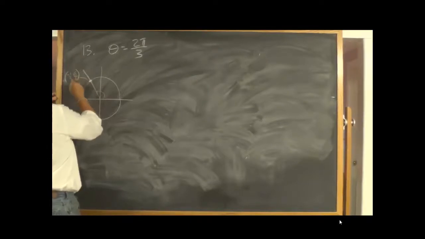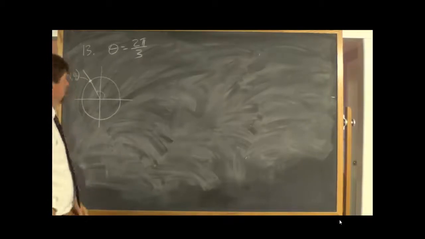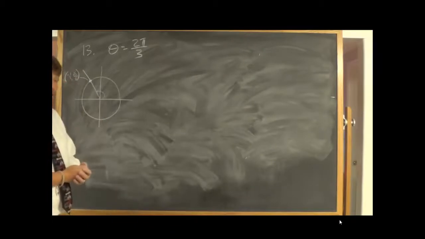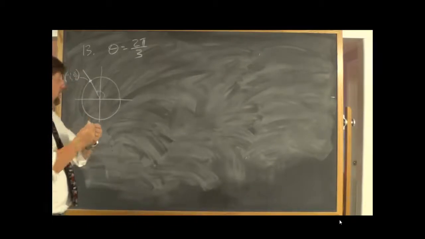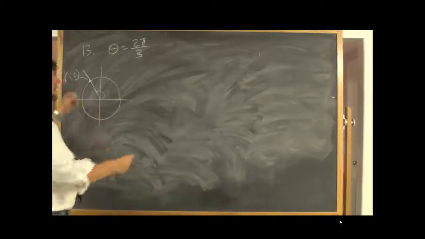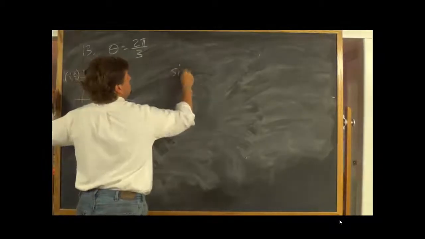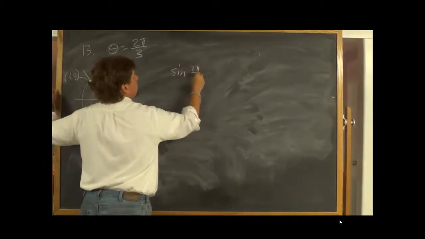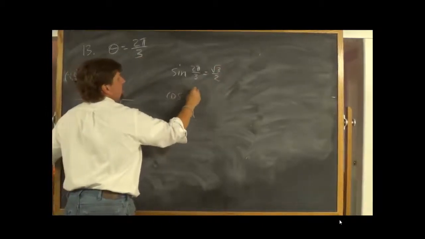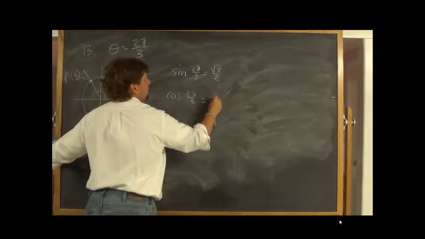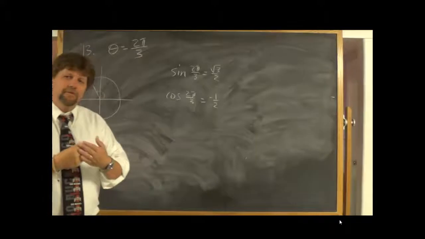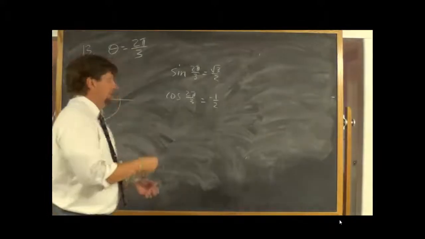negative 1/2, square root 3 over 2. And once I know the coordinates of that point, negative 1/2, square root 3 over 2, I then know the x-coordinate is cosine, the y-coordinate is sine. So I can write down the sine of 2 pi over 3 is square root 3 over 2. The cosine of 2 pi over 3 is negative 1/2. And if I know those two, the other 4 really cost me nothing.